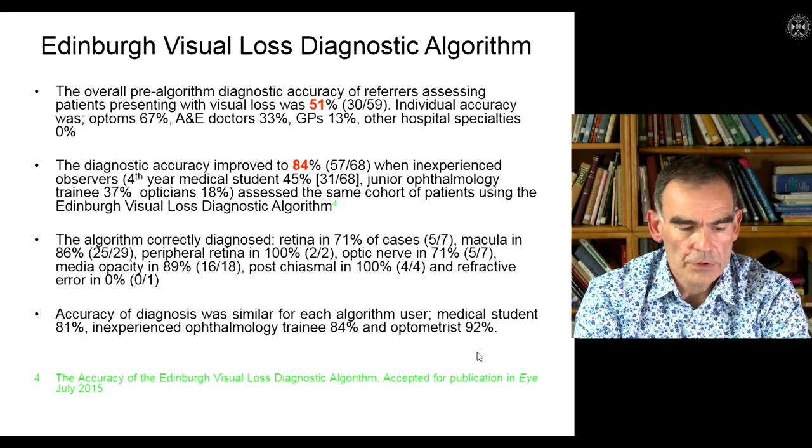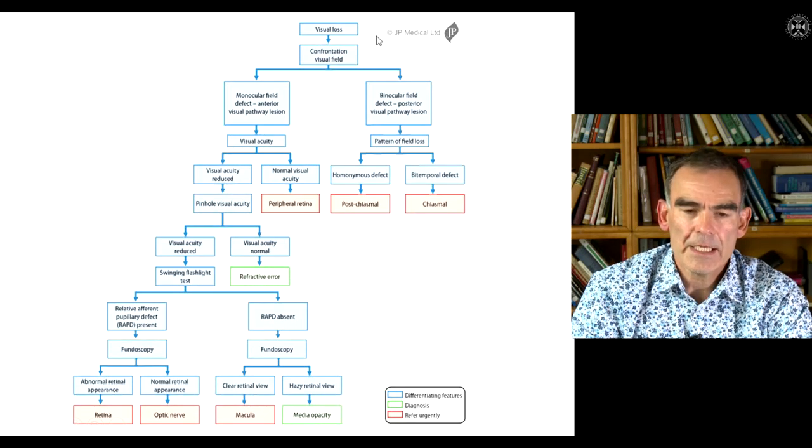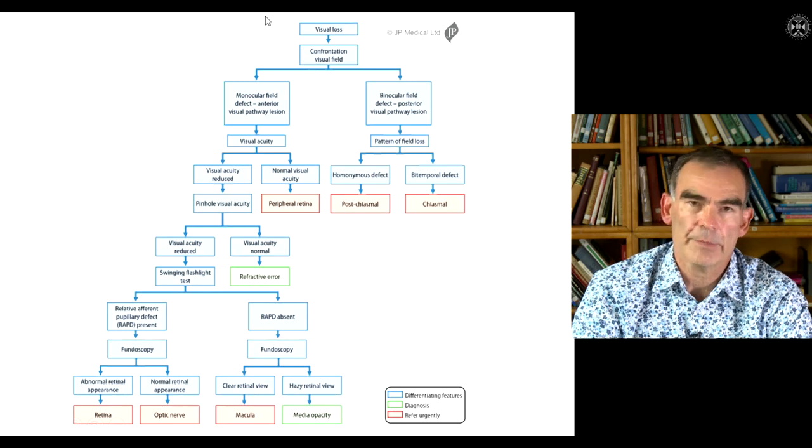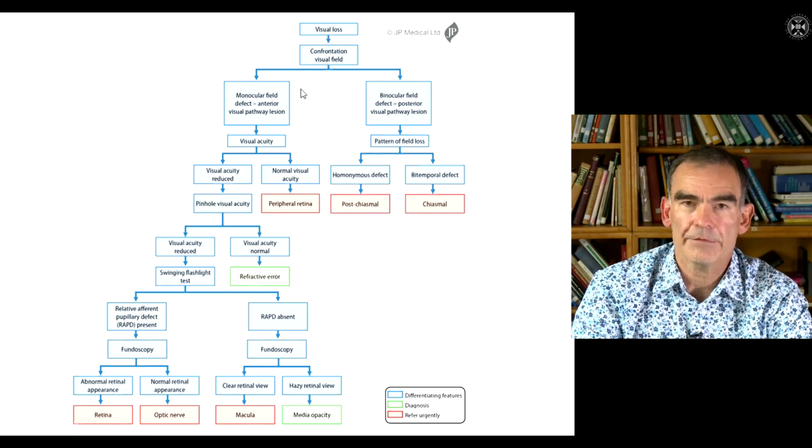So just coming on to the visual loss algorithm here, and we can see right at the start, you might be a little bit surprised, saying, oh, well, it's not visual acuity. The key thing and the key step is doing a confrontational visual field test to try and initially place if the lesion is in the posterior visual pathways because the field defect is bilateral, affecting both eyes, or if it's a monocular field defect affecting the anterior visual pathway.